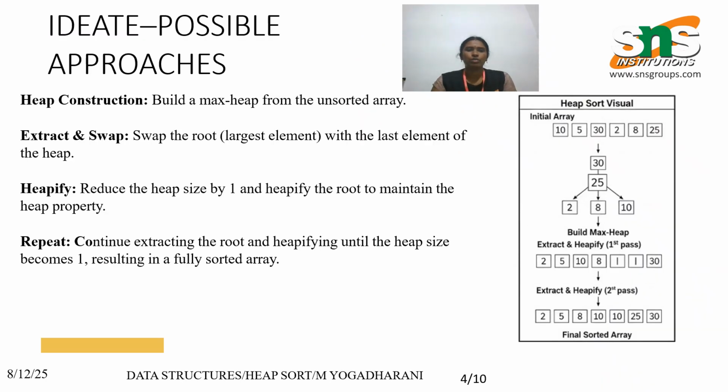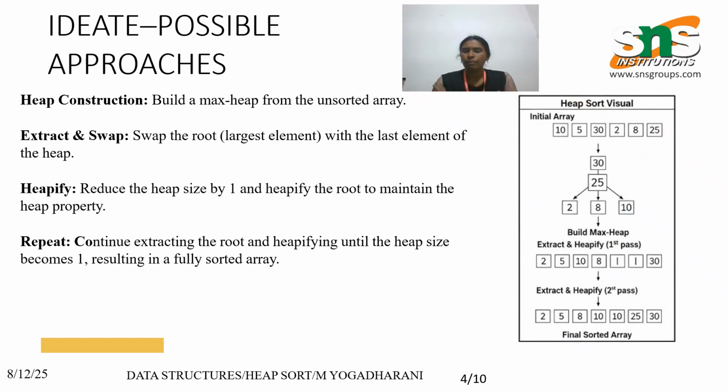So I did here. So what are the possible approaches in heap sort is, so heap construction. As I already told you, while constructing a heap, the tree must obey the two properties. First one is structure property. Based on structure property, build a max heap from the unsorted array. Then next one, extract and swap. So extract the highest element in the parent portion and place the lowest elements in the child portion.